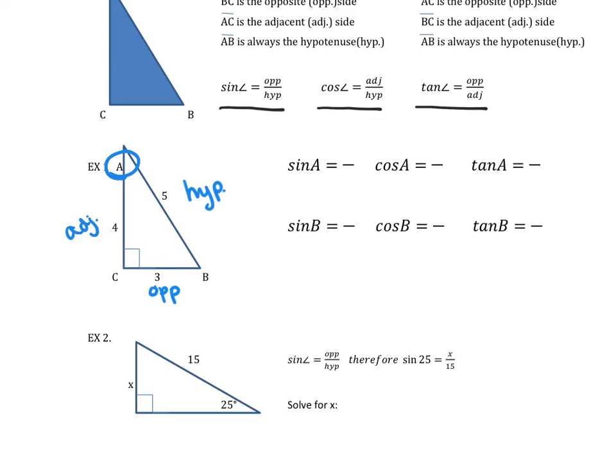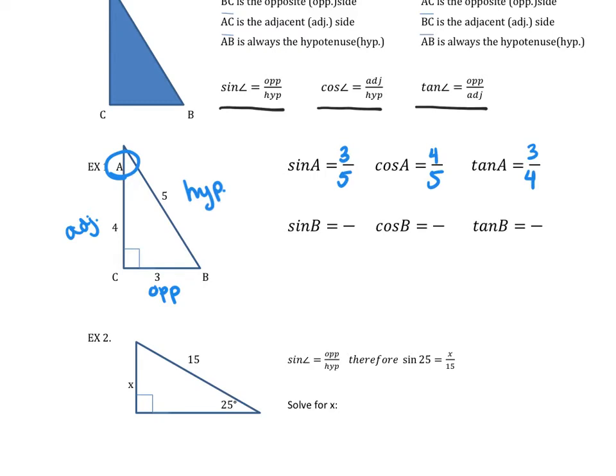So the sine of angle A is the opposite over the hypotenuse, or 3/5. The cosine of angle A is the adjacent side over the hypotenuse, so 4/5. And the tangent of angle A is the opposite side over the adjacent side, or 3/4.